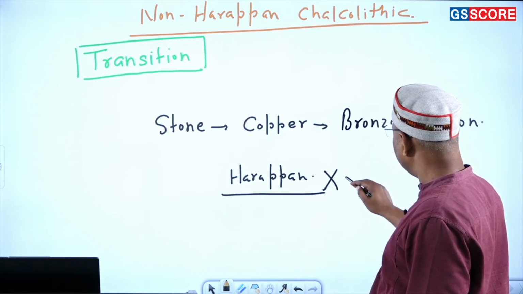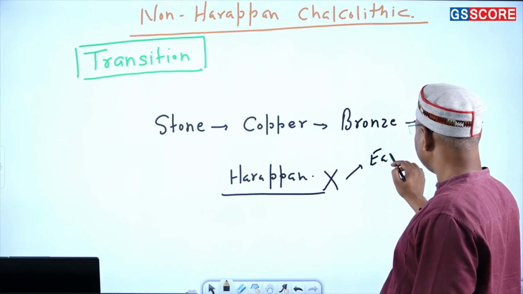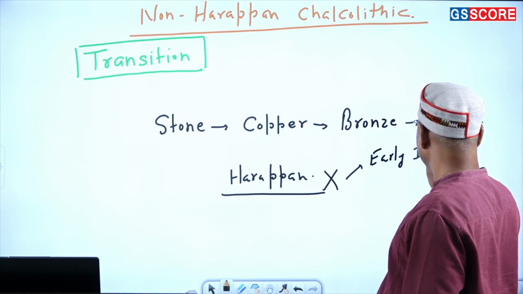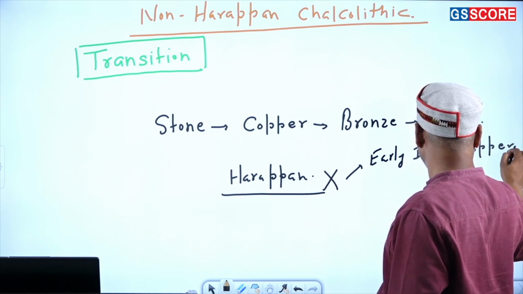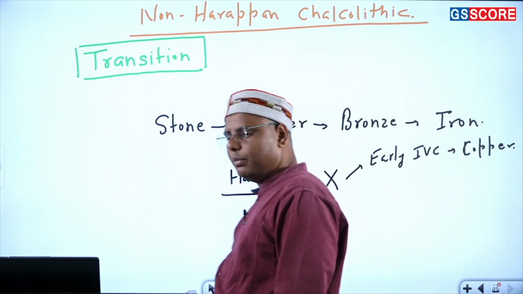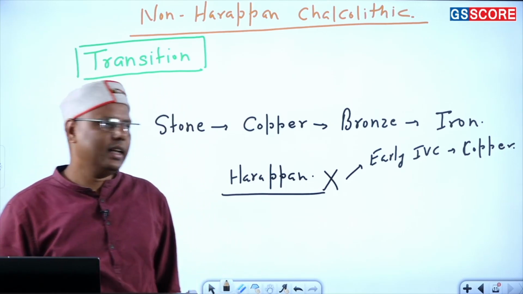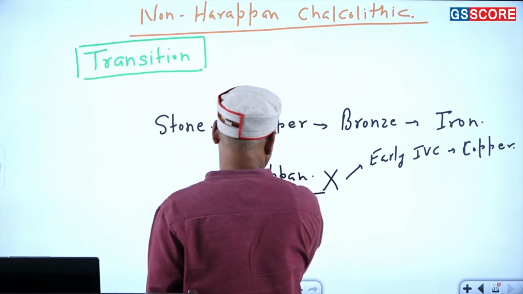On what ground? Because I told you about the early IBC, which was using copper. So since early IBC had been using copper, the idea is rejected. Okay, so we have just stopped talking about that. So let us close this.